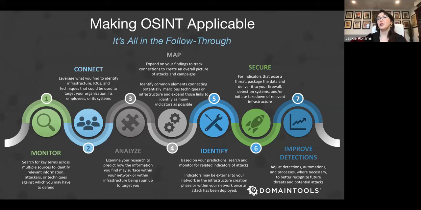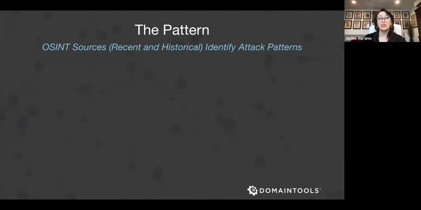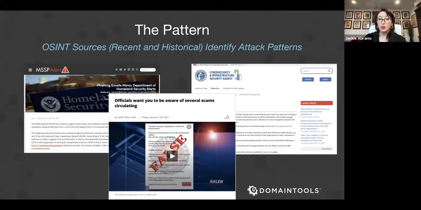Don't forget that secure component, so that you interface with the people who are actually doing your tech ops or your network security. A lot of times, the people who are doing patches may get left out of the information loop. So you have to make sure that you distribute this information well across your organization. And then ultimately, you use it to improve your detections, your automations, and your processes so that you can better recognize those future threats and potential attacks. So what does the pattern look like?